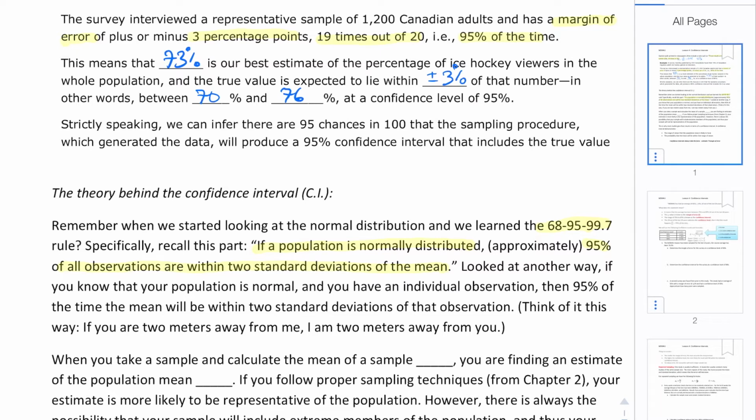So if I picked one, there's a 95% chance that I'm going to have a student that falls within a certain range. And that's what this idea means, that 95% of the time, the mean will be within 2 standard deviations of that observation. And that's where you get this confidence interval. And so when you take a sample and calculate the mean of the sample, and we call that the mean of the sample X bar, like we were doing before, you're really finding an estimate of the population mean. And the population mean, you might remember, is called mu.